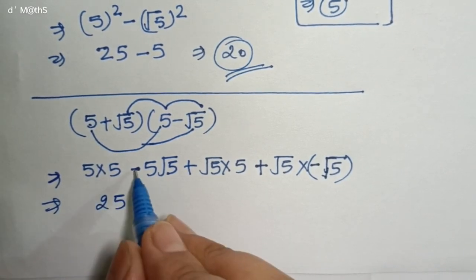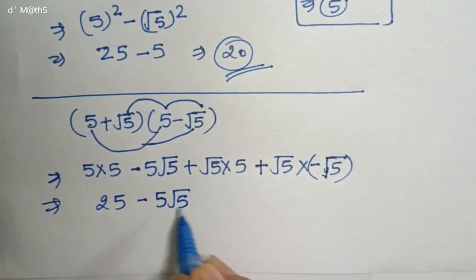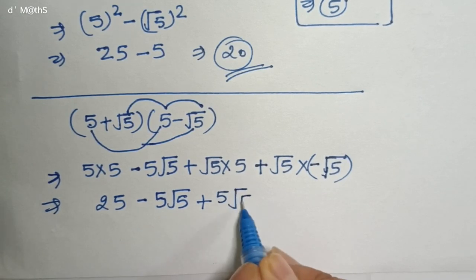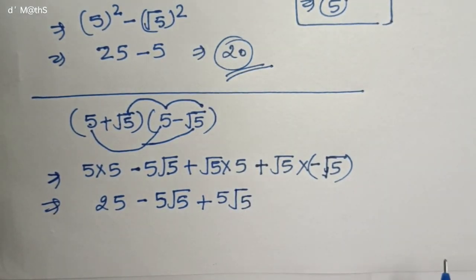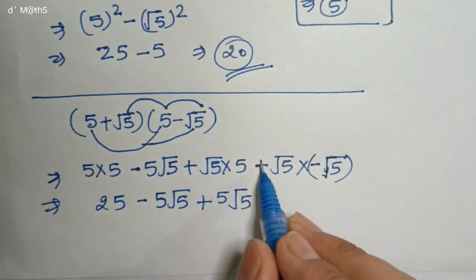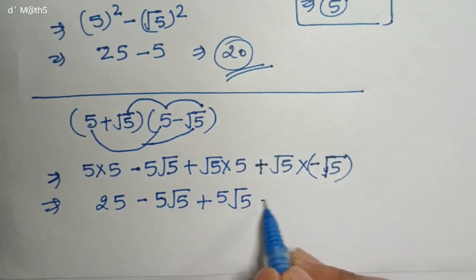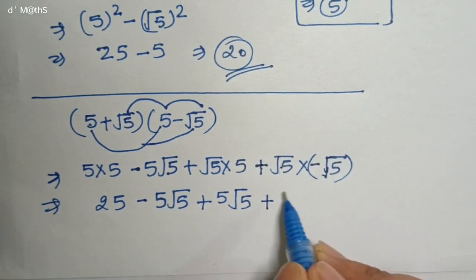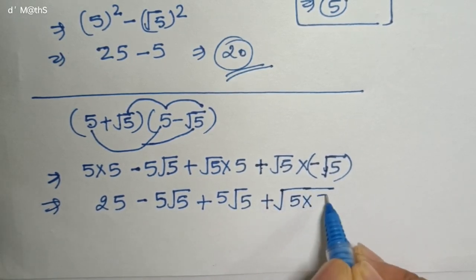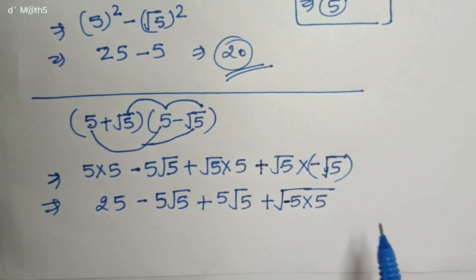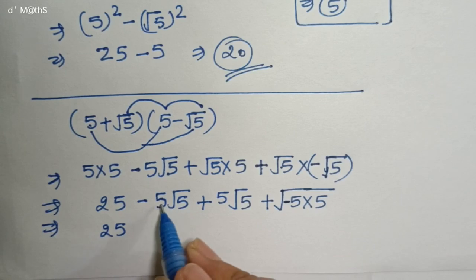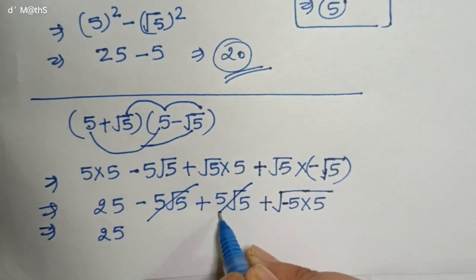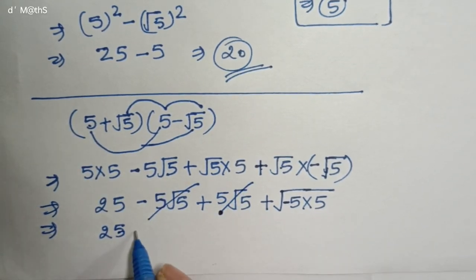So now the digits will multiply separately, and this will become 5 root 5, then there is a sign of plus, so plus 5 root 5. Now both the values are in root only, so roots will multiply together, there is a sign of plus, then 5 under root 5 into under root 5, so it will become 5 into 5, but there is a sign of negative, so this will become minus 25. So here you can see minus 5 root 5 and then plus 5 root 5, so they will cancel out.